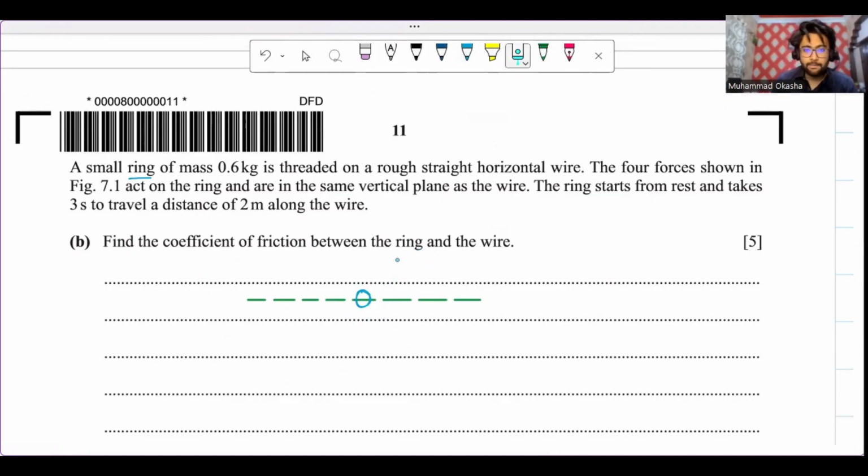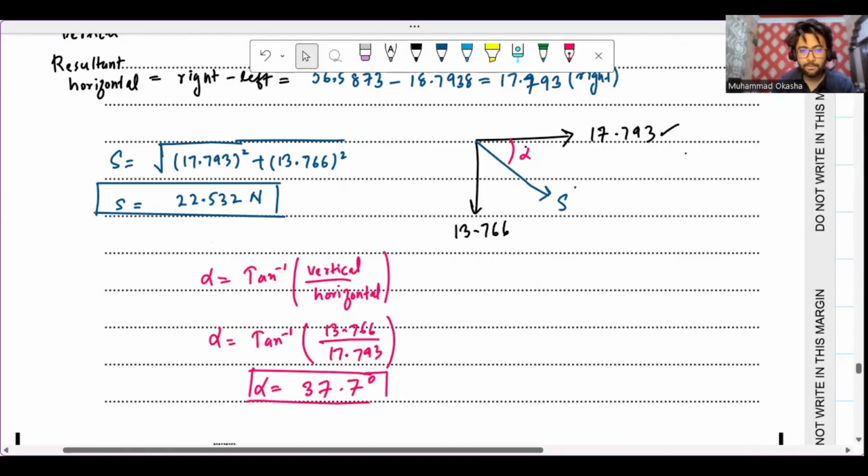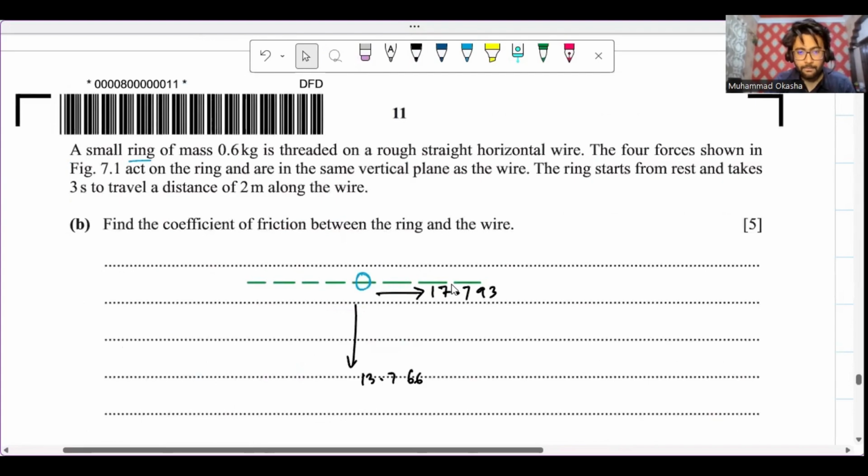Let's see what the result is, because we already have the resultant, right? We know that there is a horizontal force of 17.793 acting in this direction, and a downward force of 13.766 Newton acting in the downward direction. We just worked out these forces, 17.793 and 13.766. So the point is we don't have to draw four forces.